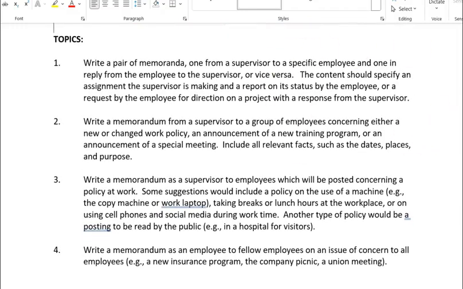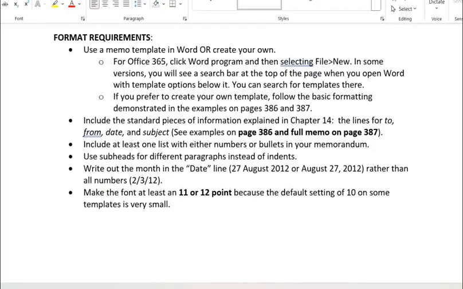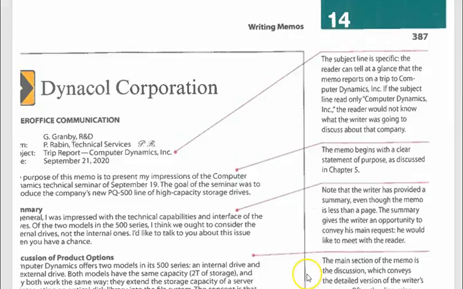The assignment sheet is divided into two basic categories. One is related to topics, and the second one is related to format. What I am going to do is actually start with the format and then work my way back to the actual topics themselves. So the formatting requirements for this assignment are listed here at the bottom of page 1 of your assignment sheet, and they correspond to the examples in chapter 14 of the textbook.